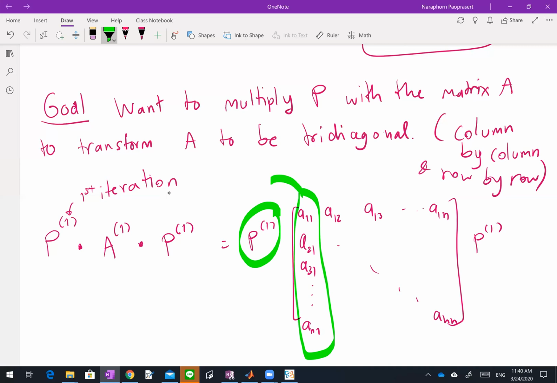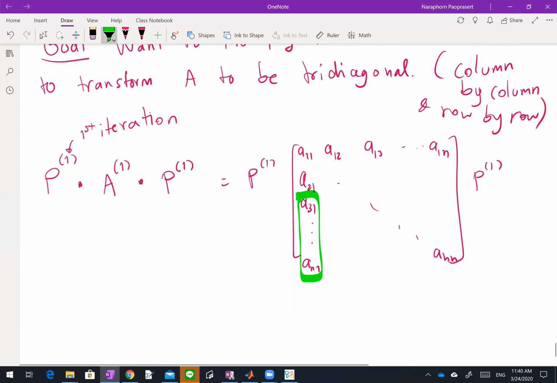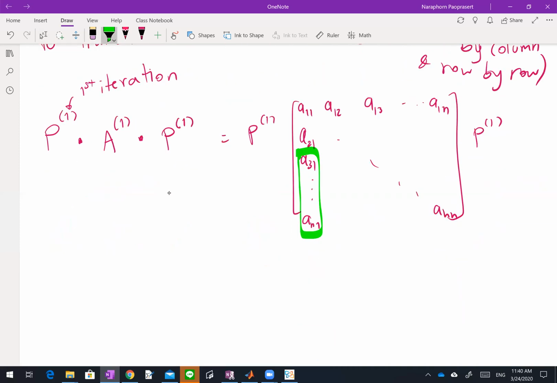So this first column of A is going to be multiplied with the P1, right? And what we want is, after the multiplication, the numbers in the green box to be equal to 0. If the number in the green box is 0, then in the first column I have the tridiagonal form, right? So we're going to keep doing it and make this first column 0.